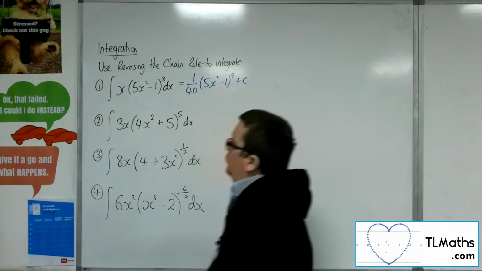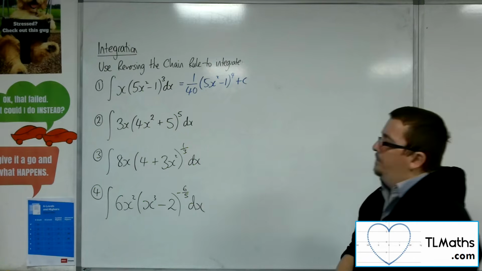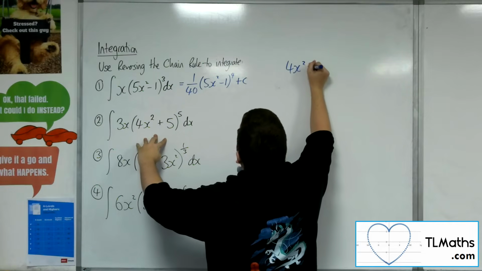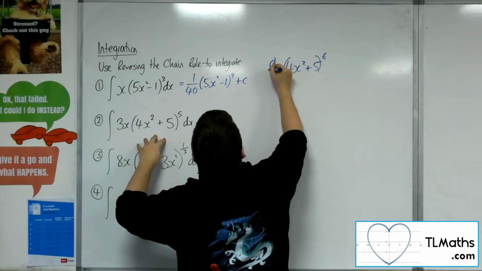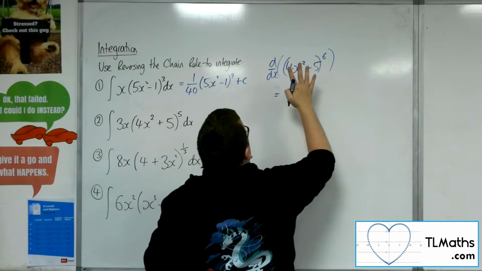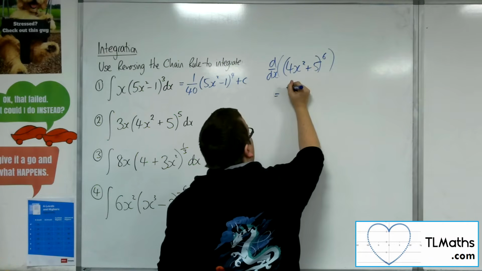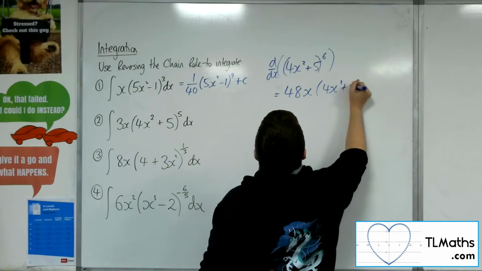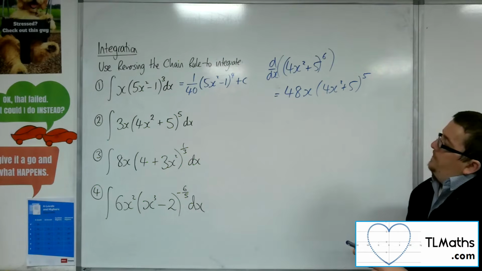Okay, let's have a look at number 2. 3x times (4x squared plus 5) to the 5. Okay, similar approach then. So we've got the 4x squared plus 5, and we'd be going up to the power of 6 this time. So if I differentiate that, then I've got 8x coming from the inside, I've got the 6 coming down, so I'm going to have 6 lots of 8x, so 48x, (4x squared plus 5), drop 1 from the power, and so we'd be at that.